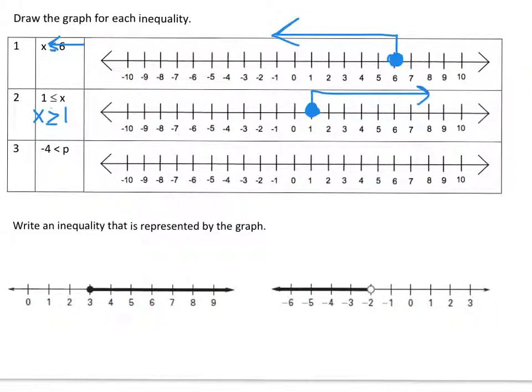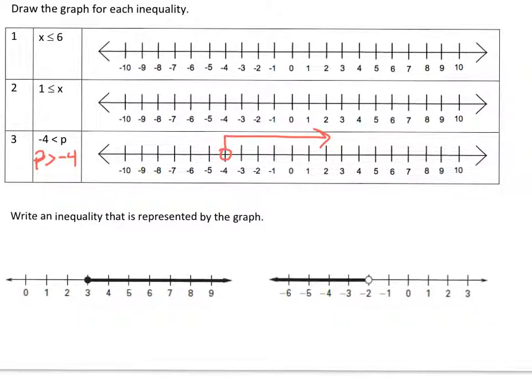And again, when you draw your graph, make sure you clearly show which direction that arrow is pointing and whether it's an open or closed circle. It's very important that that's very clear. Otherwise, you might lose some points there. Try the third one on your own. Push pause, try it on your own, then press play and check your work.